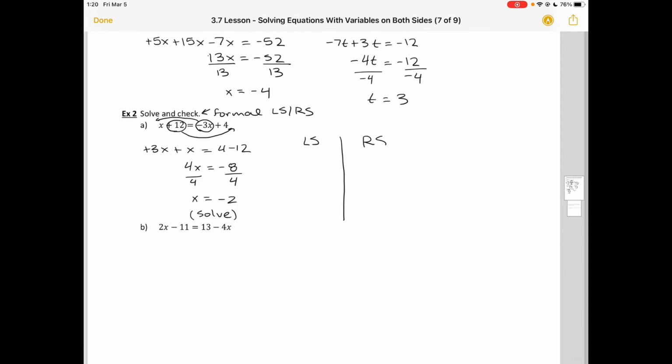So I'm going to draw a table that has the left side and the right side. My left side from the original equation is x plus 12. My right side from the original equation is -3x plus 4. I think x is equal to -2, so that's the value that I'm going to sub in.